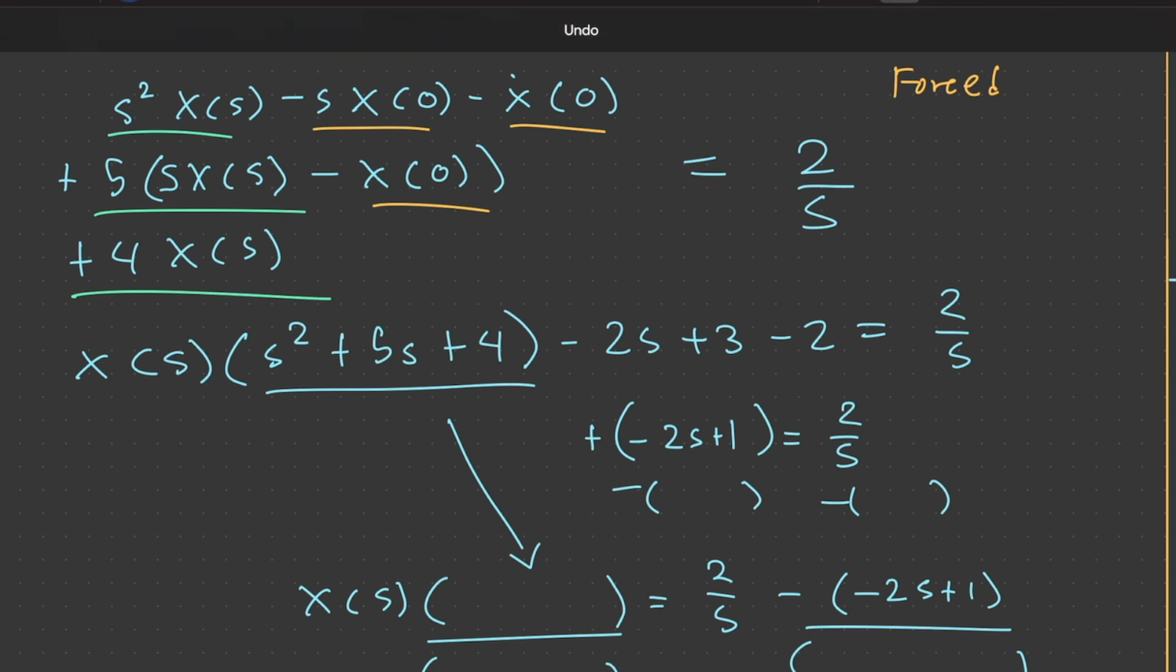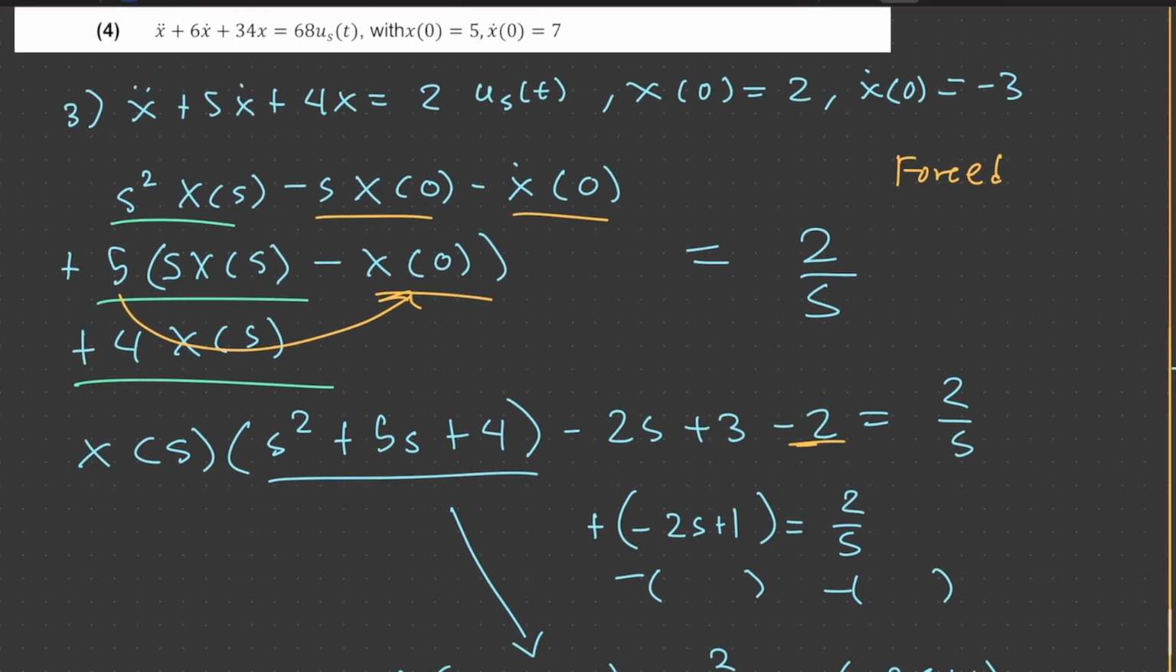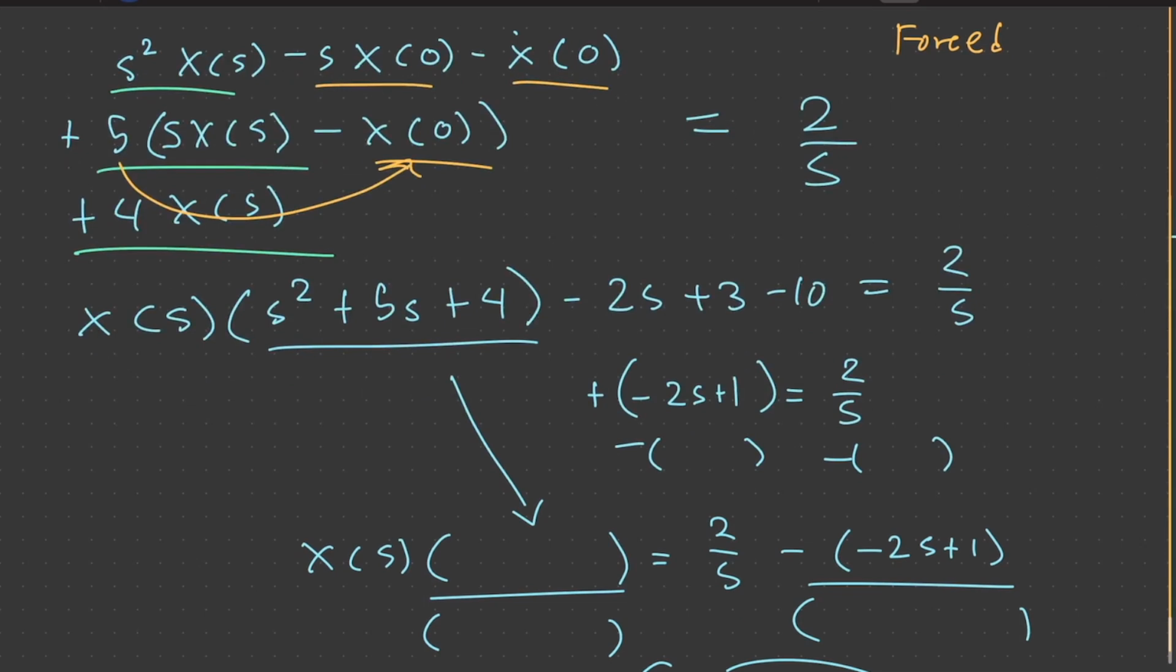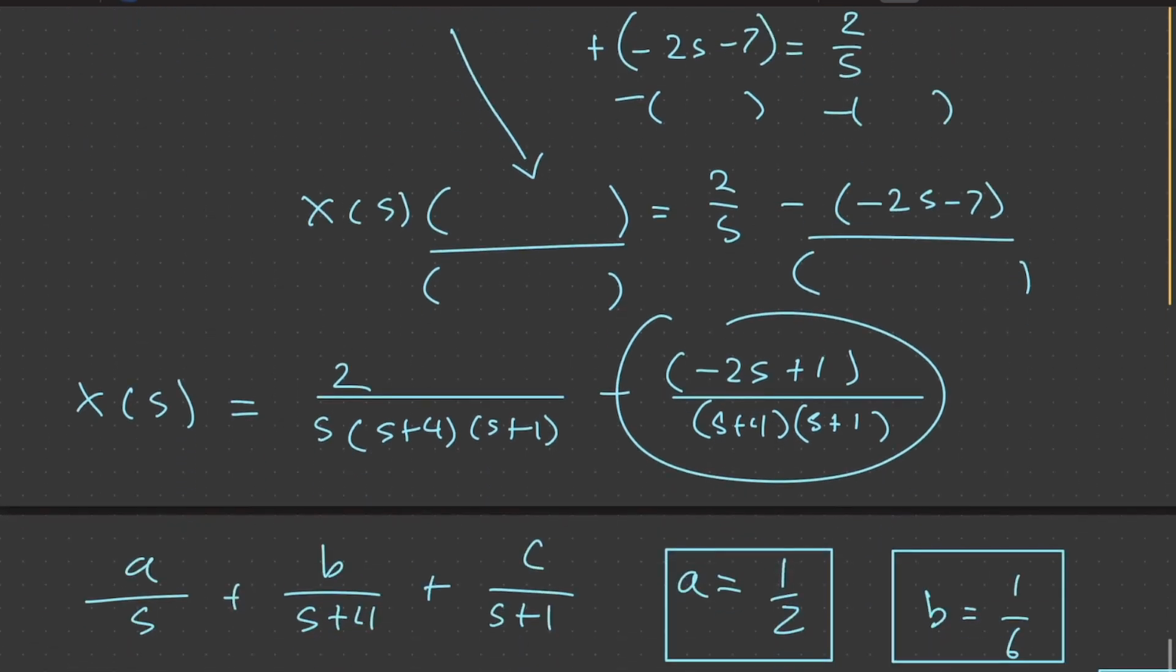We forgot to distribute the 5 into this x naught. And that x naught would have been this 2. So that would be a minus 2. So instead it would have been a minus 10. Nice. And 3 minus 10, that would get us a minus 7. Right. Subtracting that from both sides, this would have been negative 7. Little tiny errors here and there.